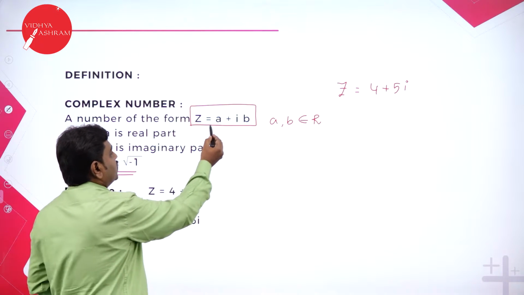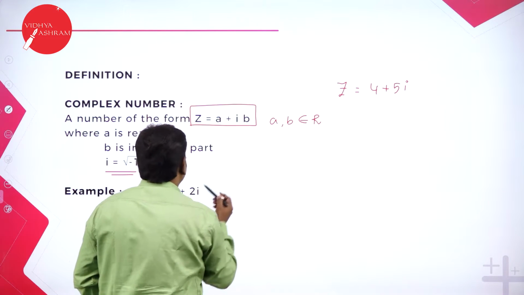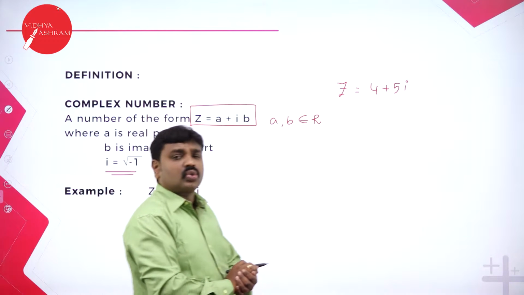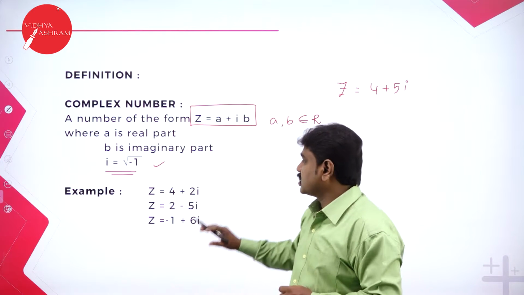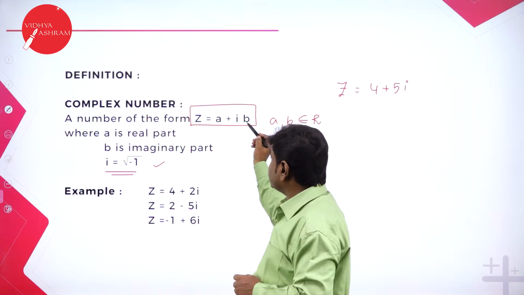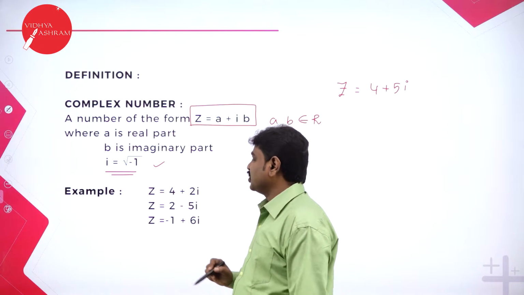So a number of the form z is equal to a plus ib, where a, b belong to real numbers and i is equal to root of minus 1. And what is i? Root of minus 1. And root of minus 1 is called an imaginary number. That's why a is the real part, b is associated with i. That's why b is called the imaginary part.